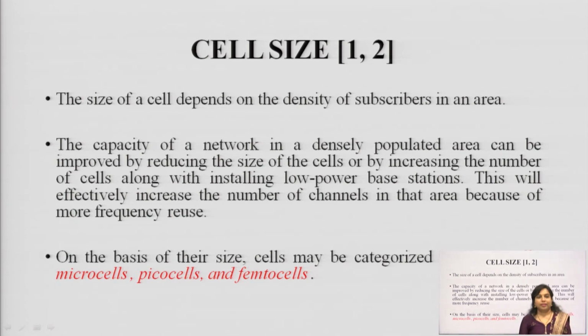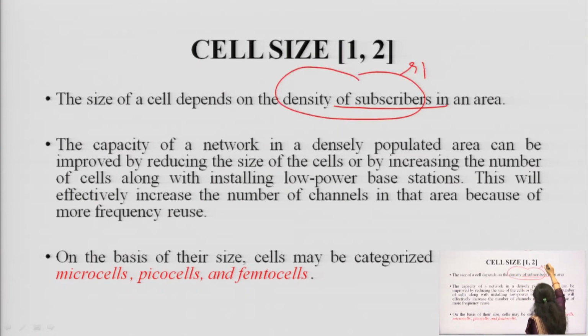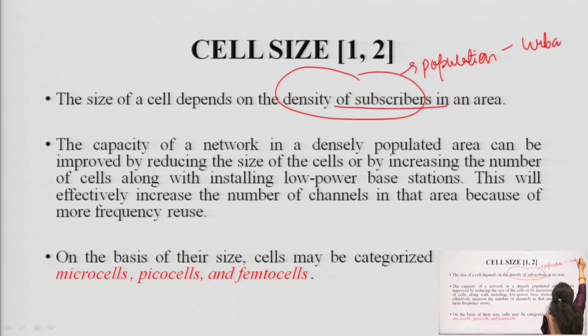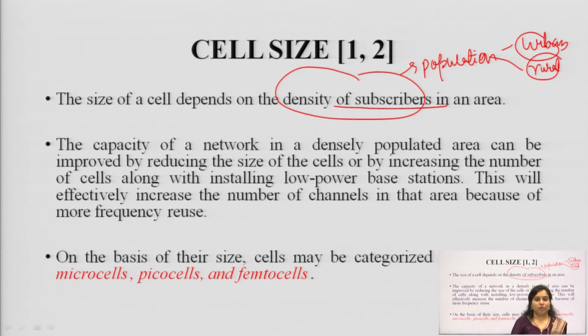Now, we have to decide the cell size, which is directly dependent on the density of subscribers in an area, or in short form we can say population, which can be an urban area or a rural area. So, two areas are possible depending on the population. Urban areas mean that a larger number of subscribers reside at that place. In case of a rural area, fewer people reside in that place.